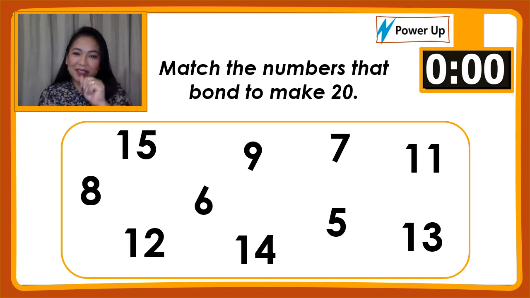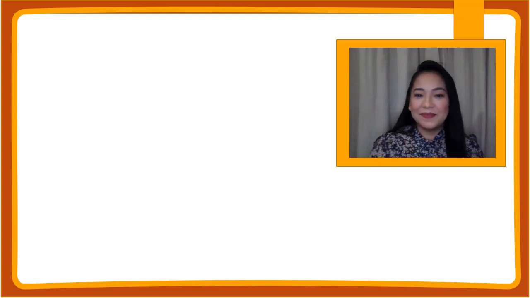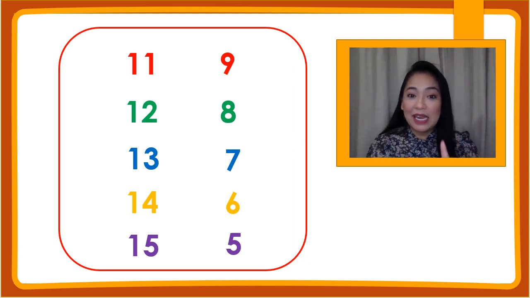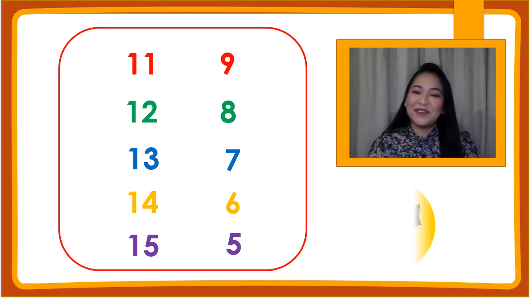And time's up. How many number bonds of 20 were you able to list? Let's check. There you go. We have 11 and 9, 12 and 8, 13 and 7, 14 and 6, 15 and 5. Did you get them all correctly? Well done.